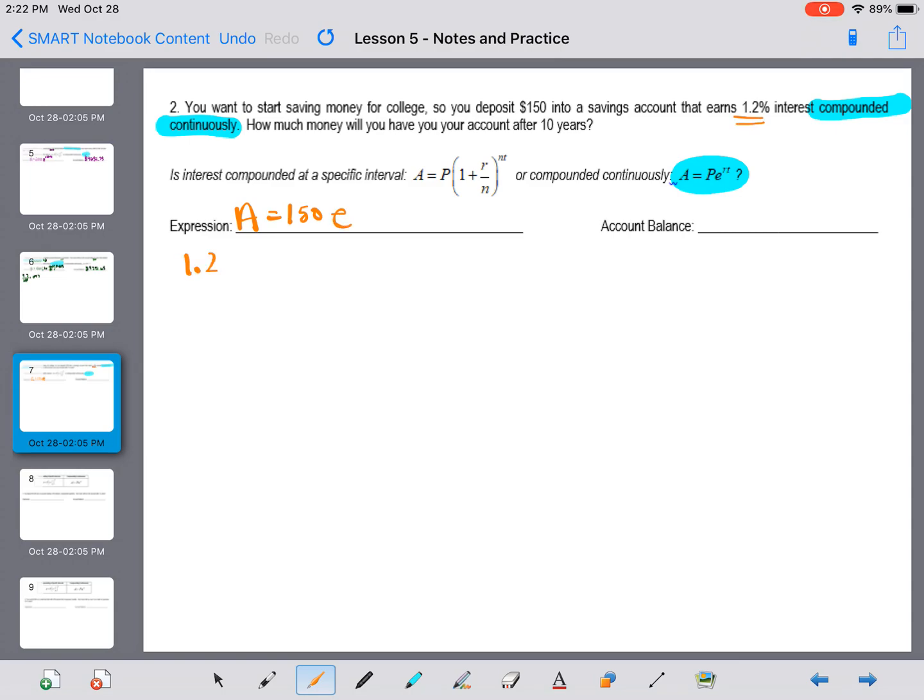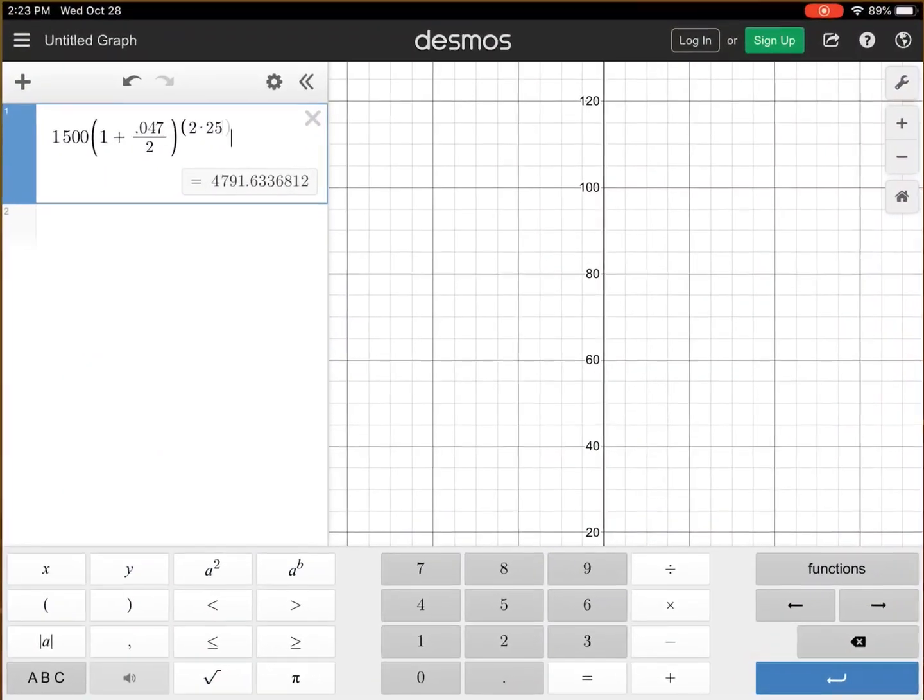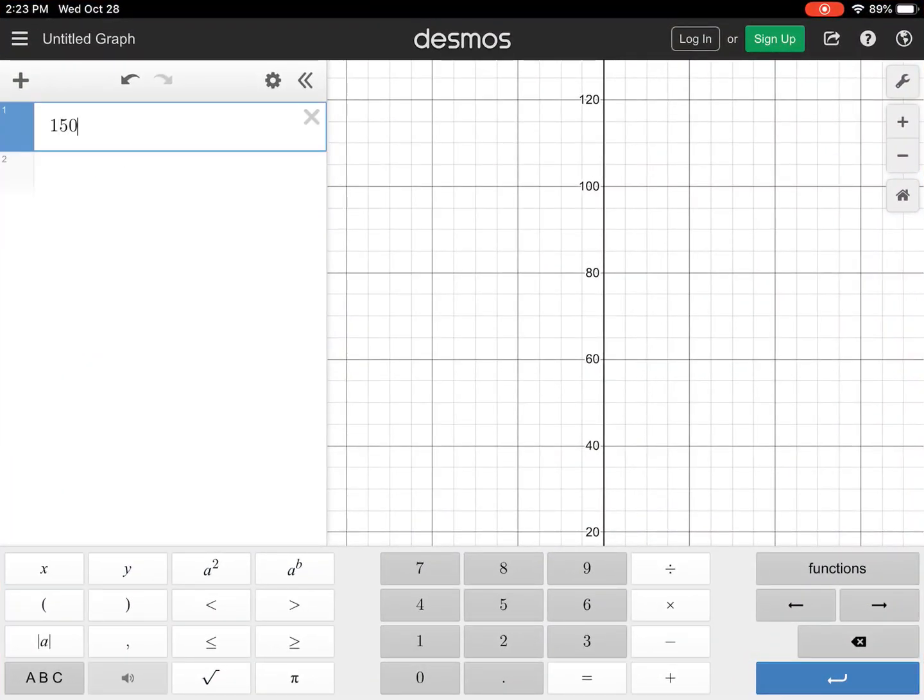Again, do 1.2 divided by 100, gives us 0.012. So 0.012 times time, which is 10 years. So this is what we are plugging into Desmos. 150E raised to 0.012 times 10. Let's see what we get. So 150E raised to the 0.012 times 10.